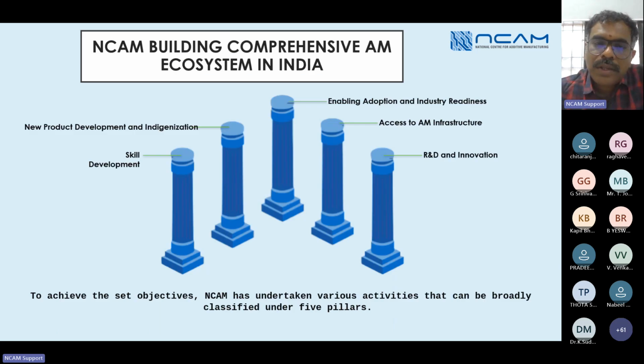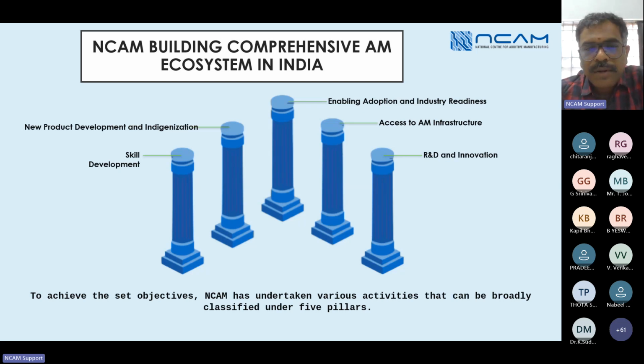To reach those goals in time, we have developed 5 pillars. In these 5 pillars, we have identified and kept certain objectives for achieving those particular things. First and foremost, skill development is one of the pillars, and indigenization is another. Enabling adoption and industrialization is one more, and access to AM infrastructure, R&D and innovation is another. These are the 5 pillars which we have identified and adopted.